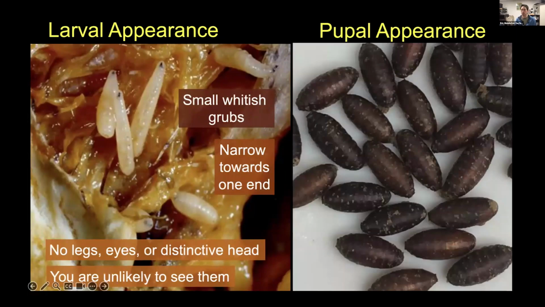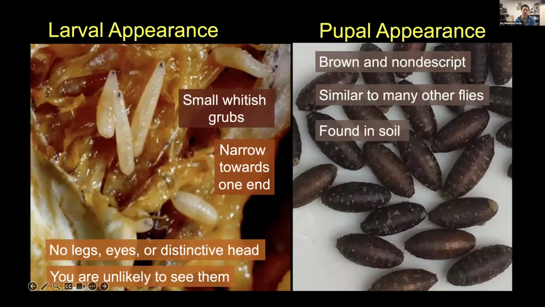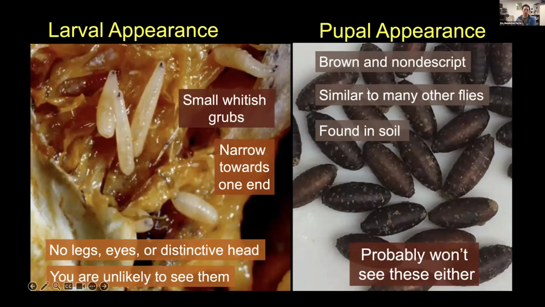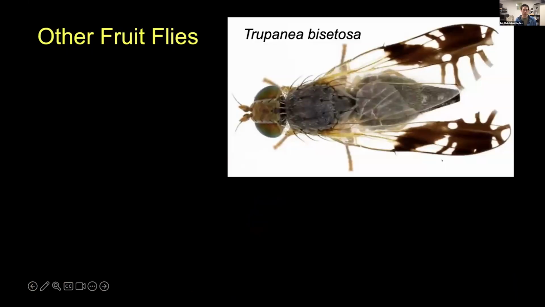The pupae also are pretty nondescript overall. They're very similar to many other fly species. They're also found in the soil because the larvae will get into the soil to pupate. So again, you're really not likely to see these either, but this is what they look like in case you're curious about that, or in case you split open fruit and start finding this, it is possible that these are from invasive fruit flies.